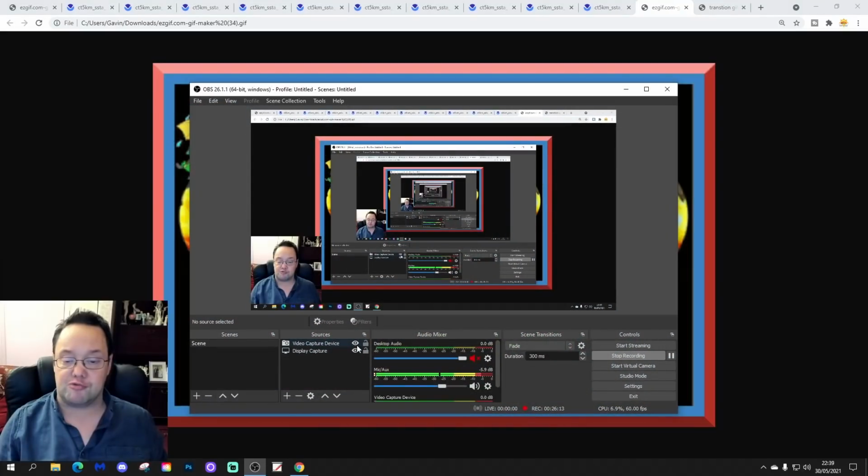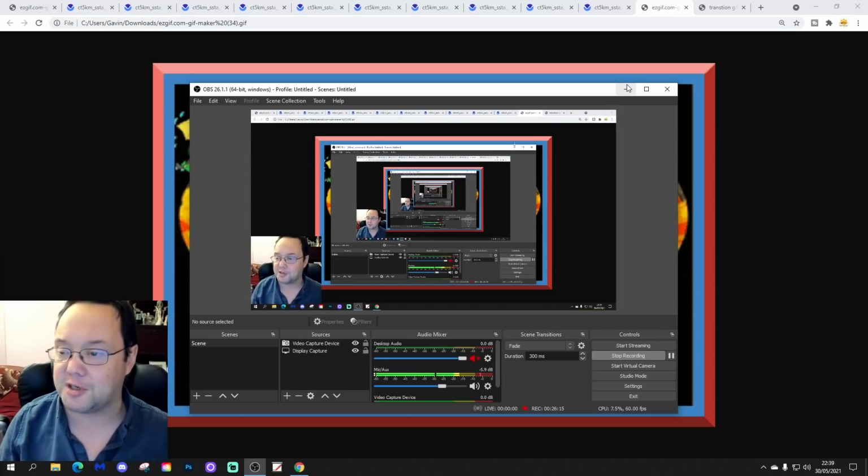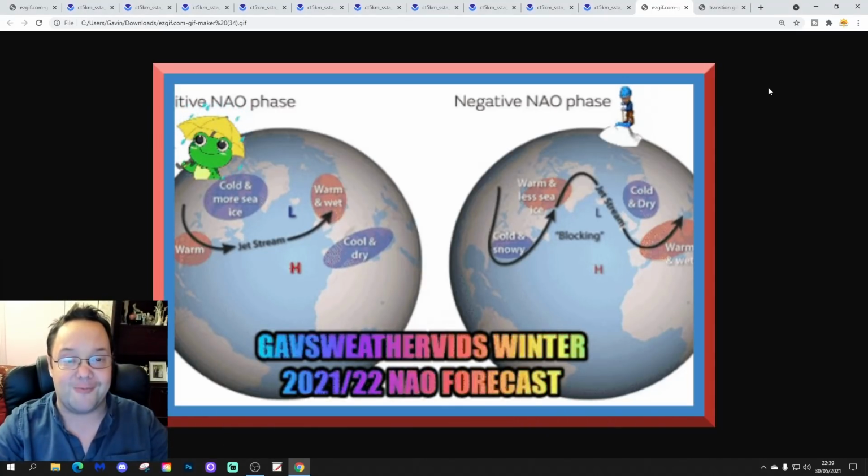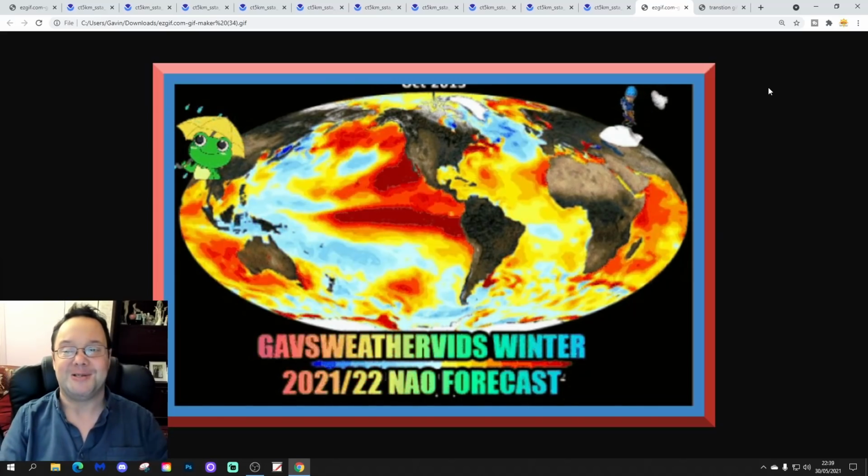So thank you so much to Rich for the swingometer. We love a swingometer, of course. You'll see those reappearing when we start our winter updates from September.